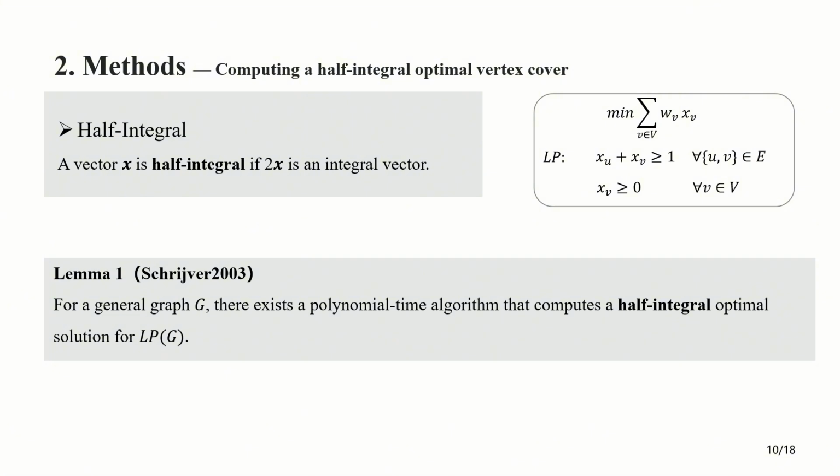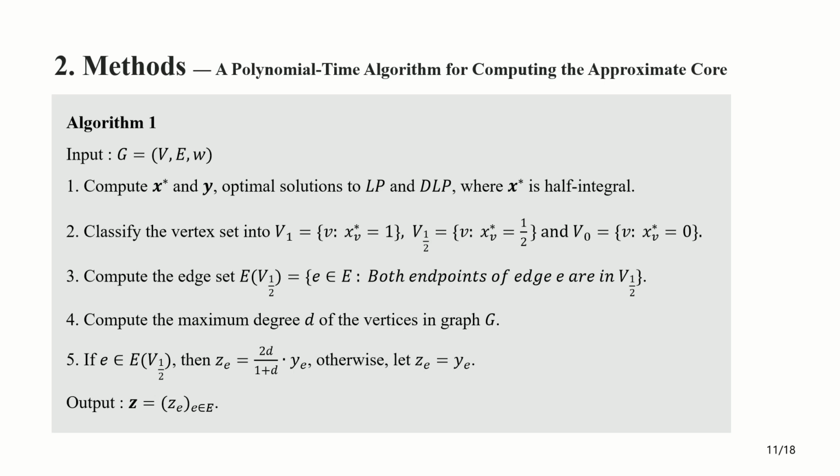Based on the special optimal solution, we designed Algorithm 1. The following Algorithm 1 is our main result. We are given a weighted graph. Step 1. Compute the optimal solution of the LP with the half-integral property, and the optimal dual solution. Step 2. Based on the half-integral optimal solution, classify the vertices as follows. We refer to these as the first type of vertices, the second type of vertices, and the third type of vertices.